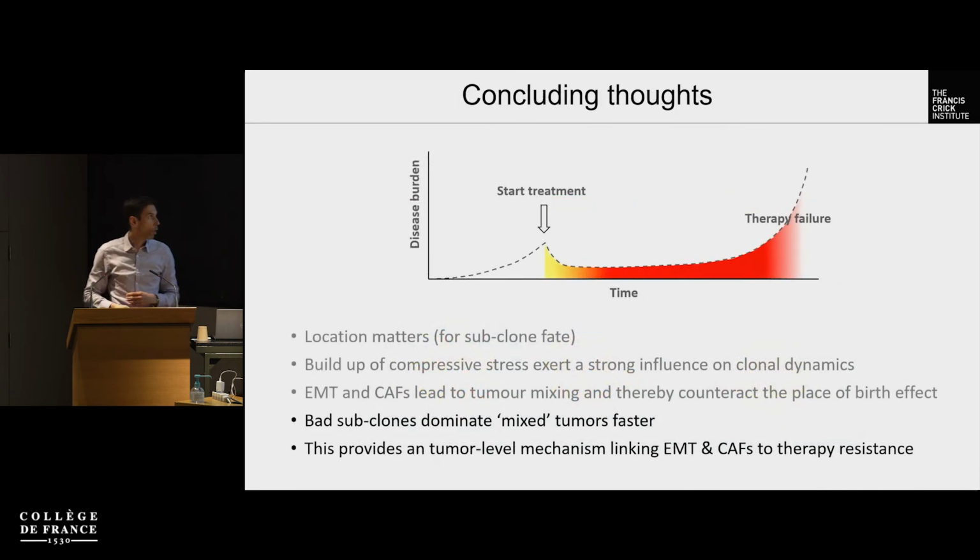So these are my concluding thoughts. The ones in grey I've already, I think, highlighted, but I'd really like to leave you with this message that perhaps the bad subclones are able to dominate mixed tumours faster, and that this provides a tumour-level mechanism linking epithelial to mesenchymal transition and cancer-associated fibroblasts to therapy resistance.